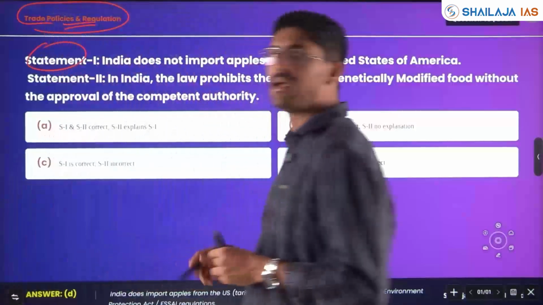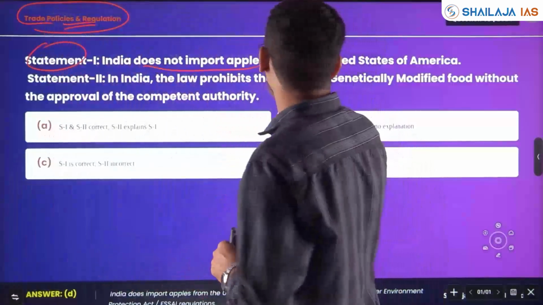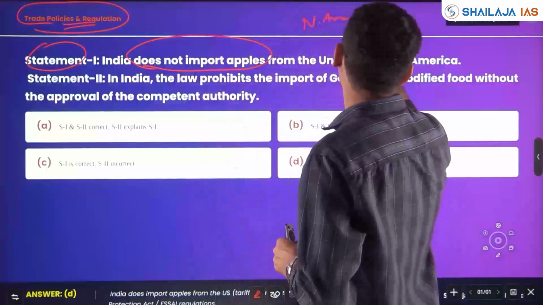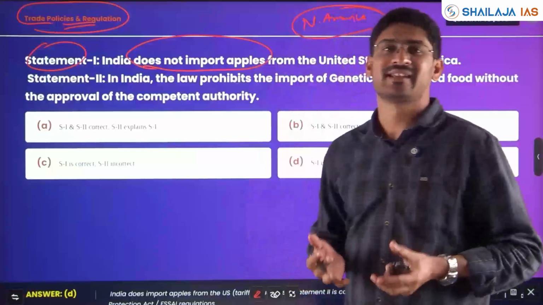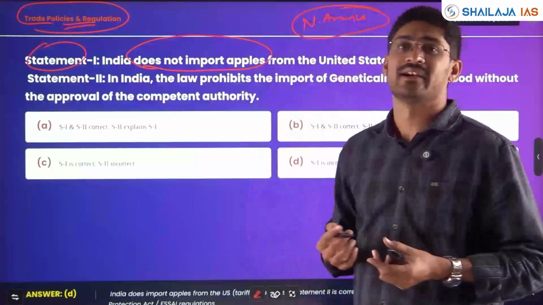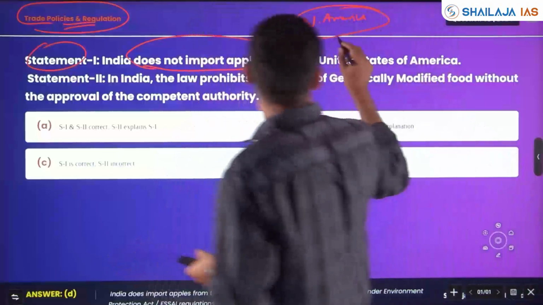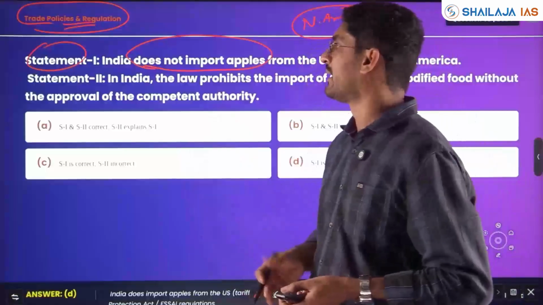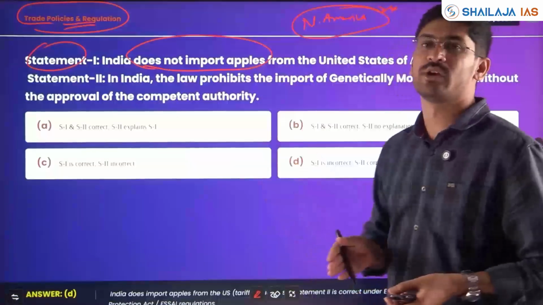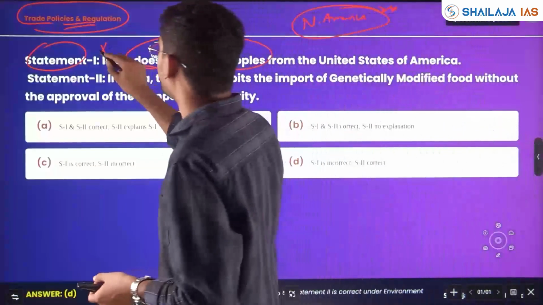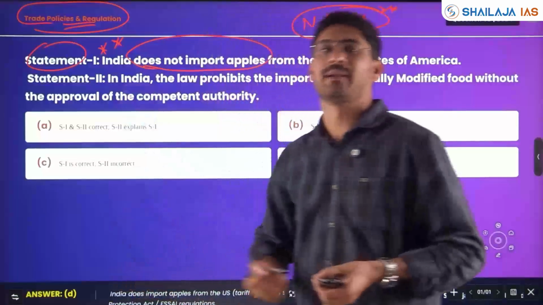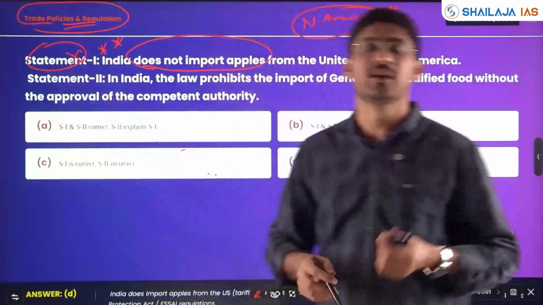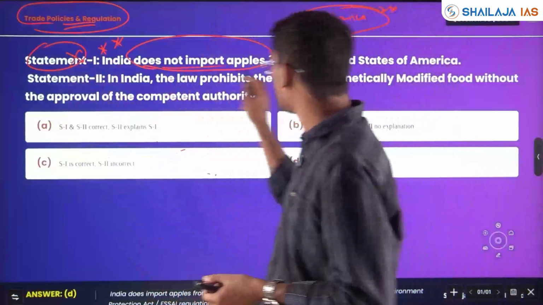Statement 1: India does not import apples from the United States. If you see North America, Canada and USA, it's a basket, right? It's a granaries basket, an orchards basket, fruits. Obviously, walnuts, almonds, dry fruits, all are imported by India from North America. "India does not import apples from USA" doesn't make sense. Okay, a trade war might be happening, the US might have imposed some trade restrictions, still trade is going on.